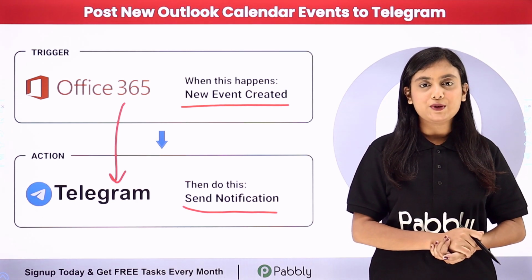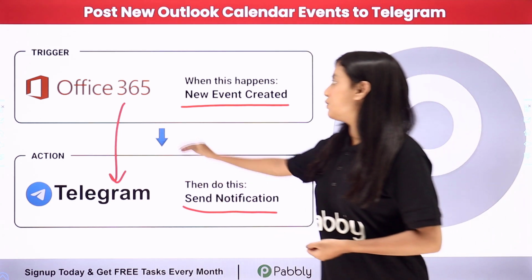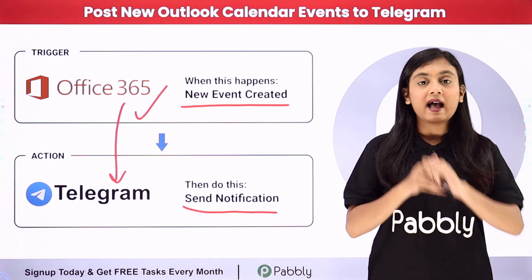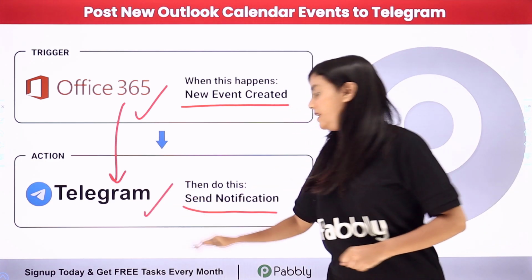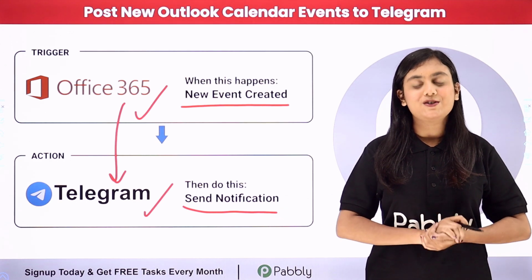Pabbly Connect runs on two concepts, that is trigger and action. In this process, my trigger application is going to be Microsoft Office 365, that is Outlook calendar, and my action application is going to be Telegram. So if you want to learn how to do this automation, then let me take you to my screen.